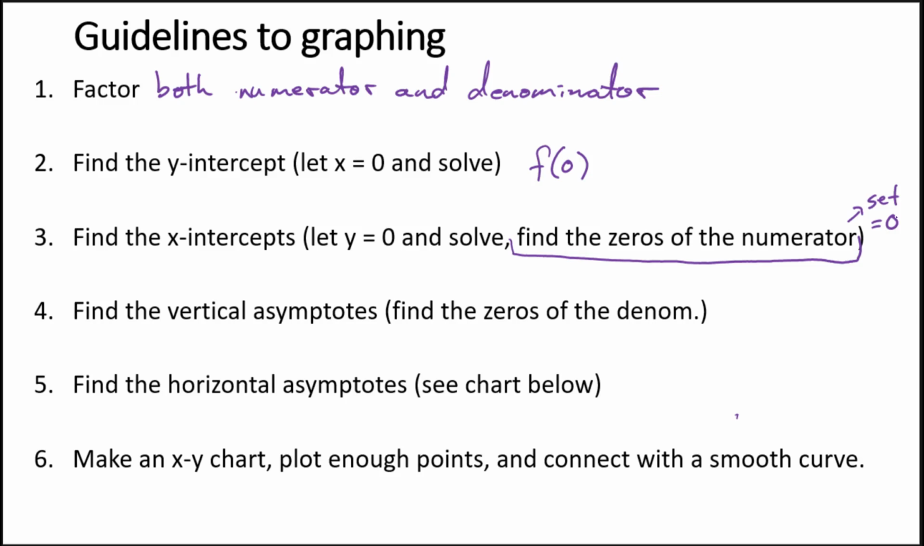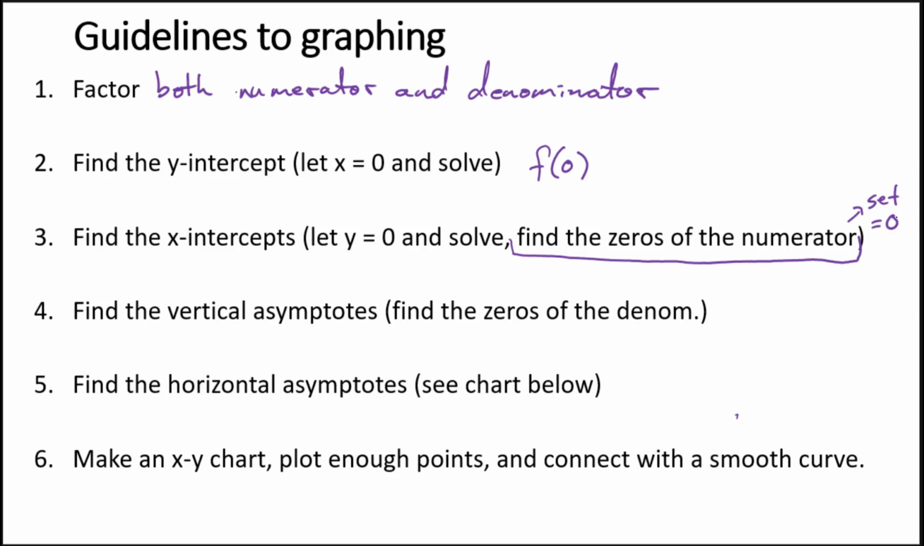Next, we find the horizontal asymptotes, and that's the chart or the steps or guidelines from the previous slide, what we just looked at. And then step 6, you just need to get some more points to make an x and y chart. But be smart about it. Use your vertical asymptote as a guide of what points you should probably pick. And then connect with a smooth curve, and you'll be done.